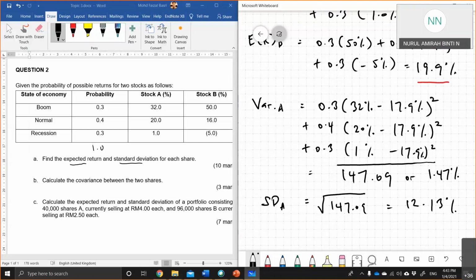Doktor, may I ask a question? Sorry? Nak tanya, kalau semua jawapan memang kena dalam percentage? Which one? Contoh, semua jawapan memang kena dalam percentage ke?